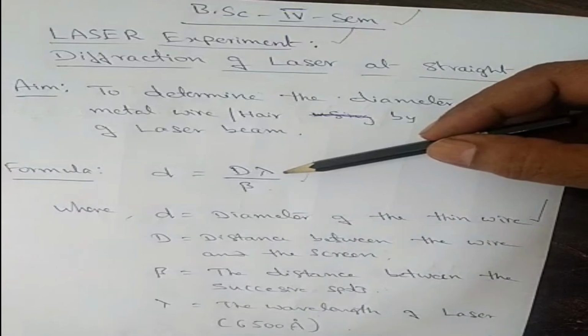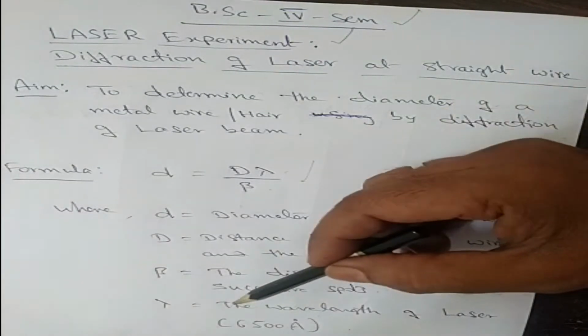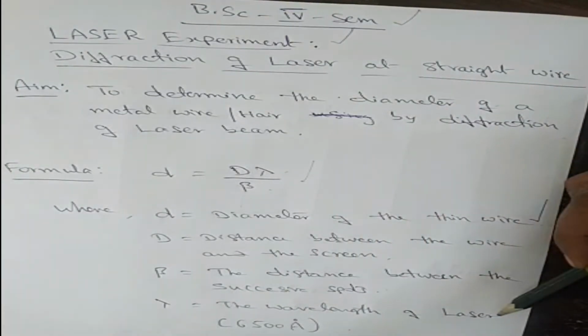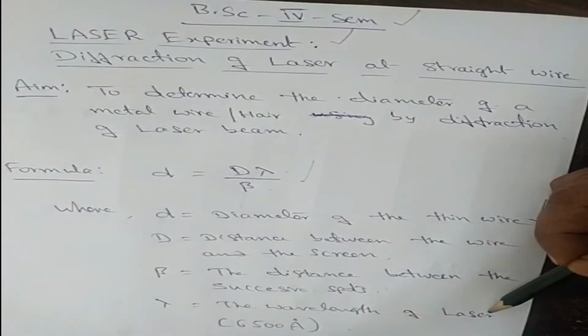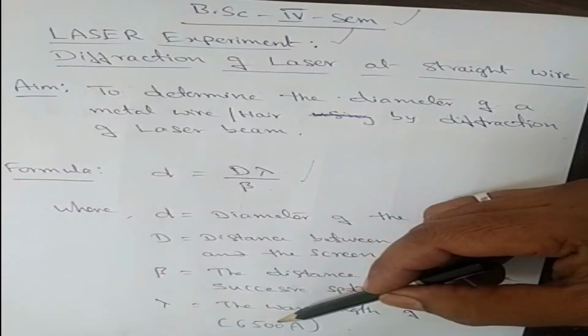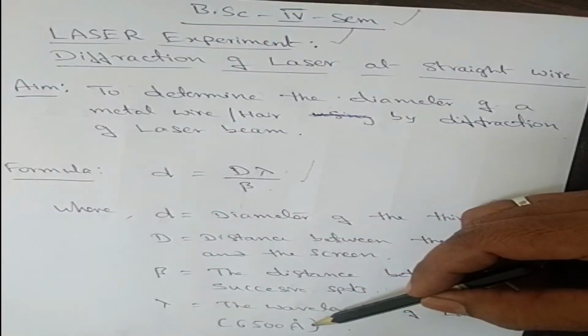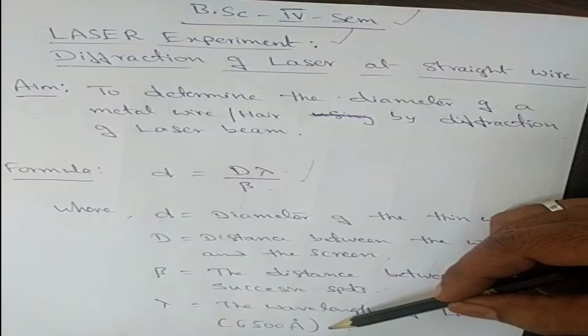And we have lambda in the formula. Lambda is the wavelength of the laser beam used. Normally this value will be given to you. We take 6500 angstrom units for the laser beam as the wavelength.